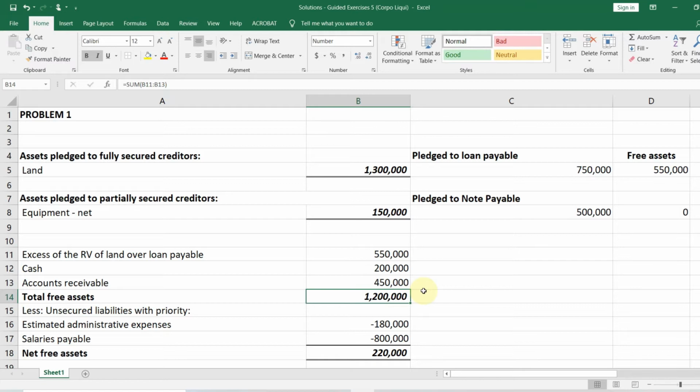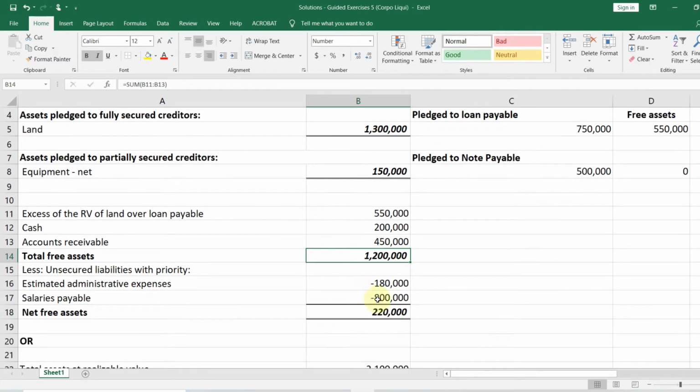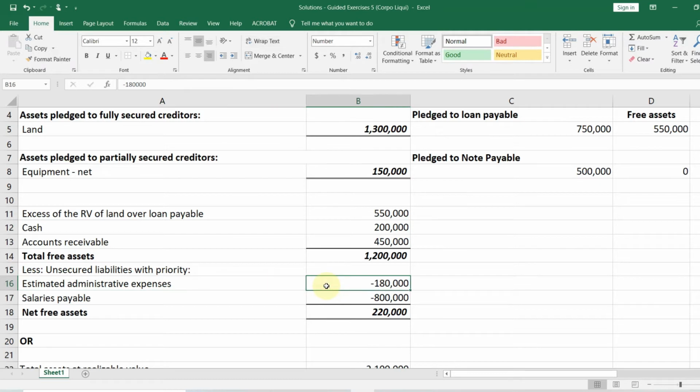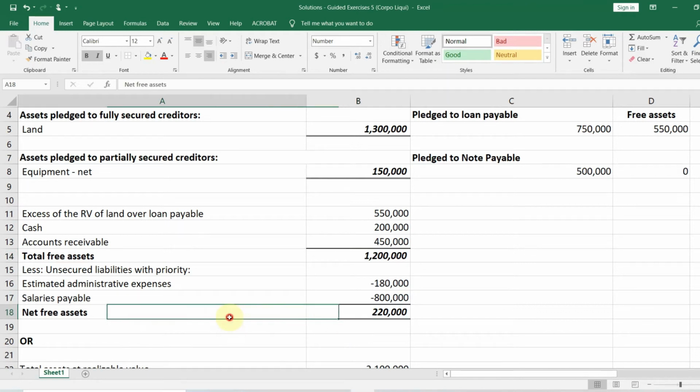Now, you are asked to compute for the net free assets. Okay, how do we do that? So, alam natin that the net free assets is actually the free assets less the unsecured liabilities with priority. So, hanapin mo yung unsecured liabilities with priority or those mandated by law, which is the administrative expenses, the employee benefits and salaries, and then the taxes. So, meron kang administrative expenses, additional information na 180. Kailangan mo siyang bayaran, so with priority siya. And then, you have the salaries payable at realizable value at 800,000. So, minus mo lang siya sa free assets mo, you'll get 220,000. Okay? So, this is your net free assets.